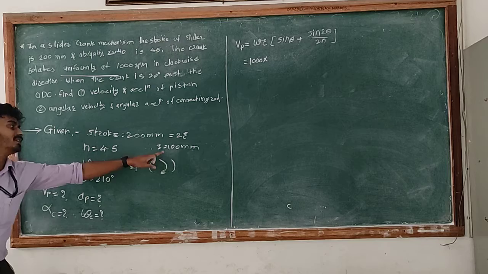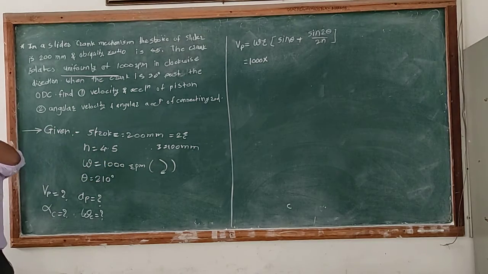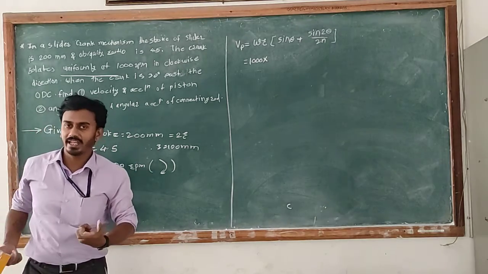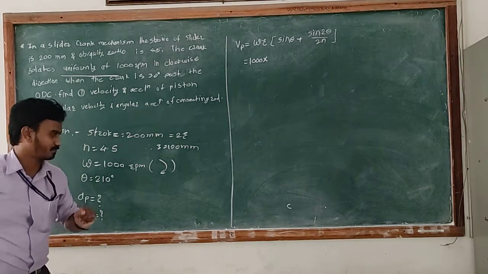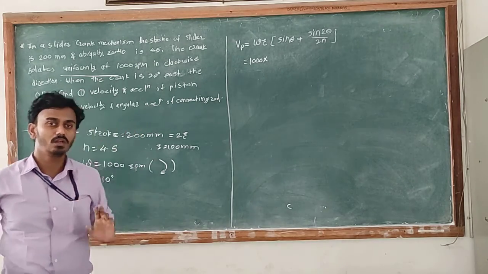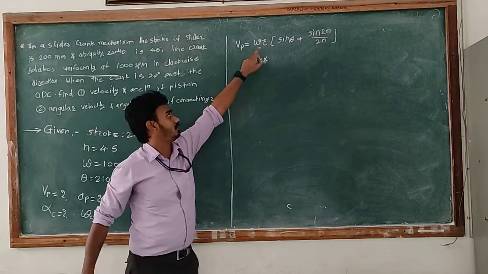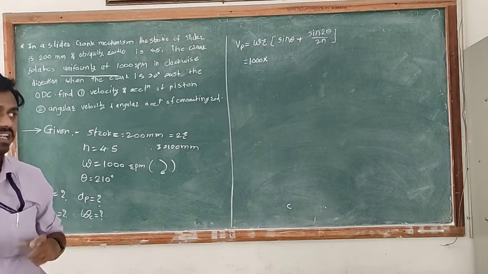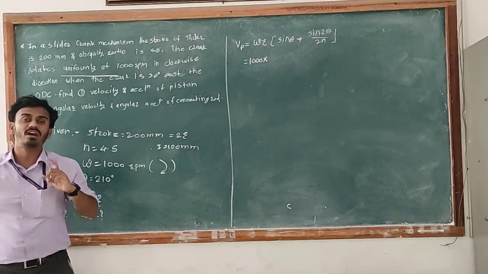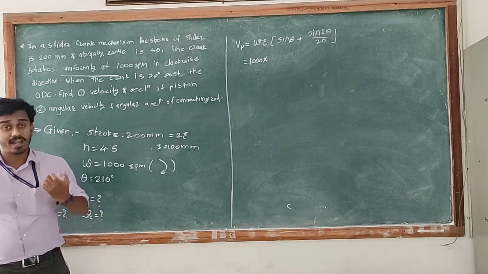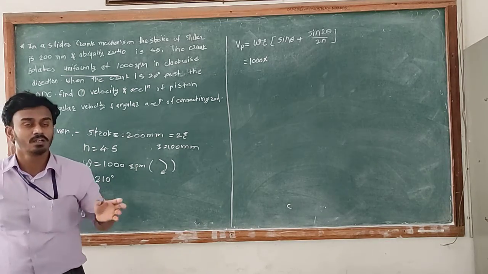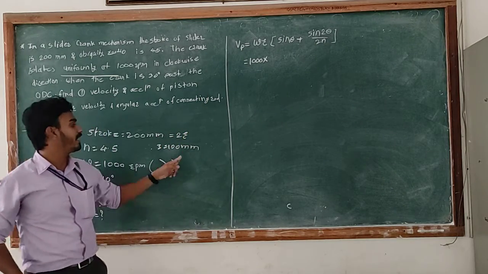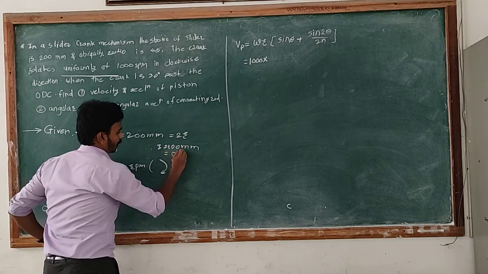R is given as 100 mm. If we put the value of R in mm, then we will get the velocity in mm per second. If we put the value of R in meter, then we will get the velocity in meter. Generally velocity is measured in meter per second, so we will put the value of R in meter. So R is equal to 0.1 meter.